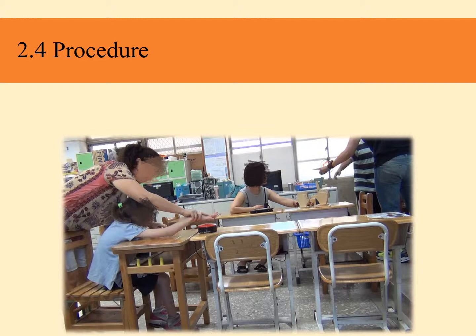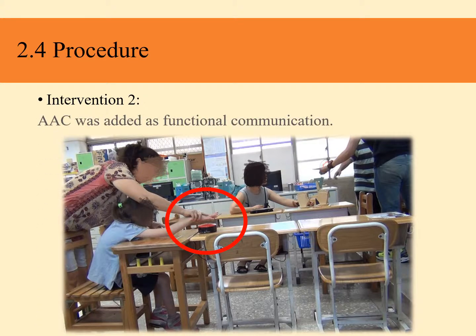The final phase is intervention 2. AIS was added as functional communication. AAC would generate the sound, "Mr. Lin, I want to change the work." Then, the curriculum modification was adopted. By the way, in this phase, AAC and curriculum modification are AIS.